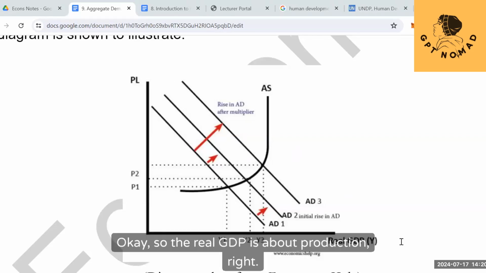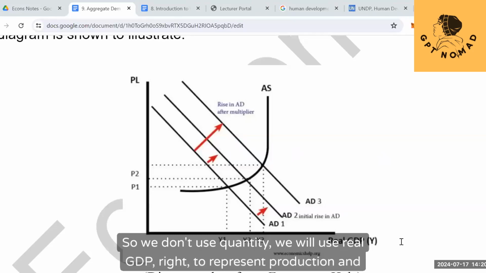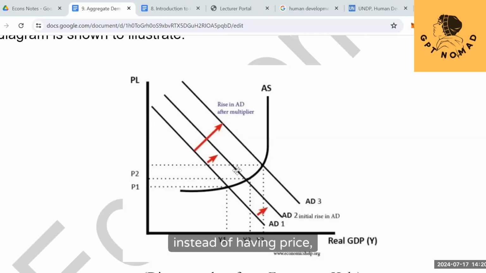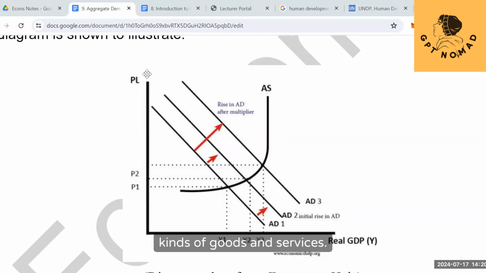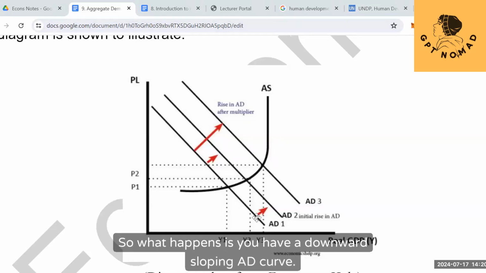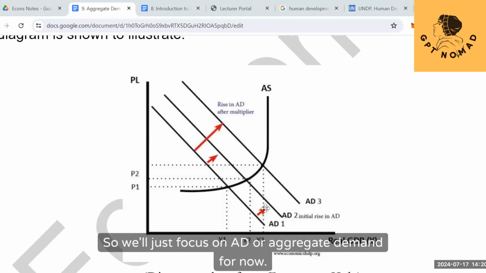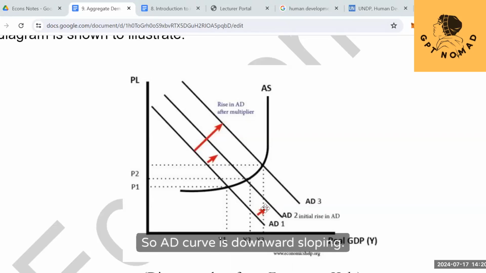Okay, so the real GDP is about production, right? So we don't use quantity, we use real GDP to represent production. And instead of having price, we have price level, because the price level here will include all the different kinds of goods and services. So what happens is you have a downward sloping AD curve, right? We'll just focus on AD, or aggregate demand, for now. So the AD curve is downward sloping.